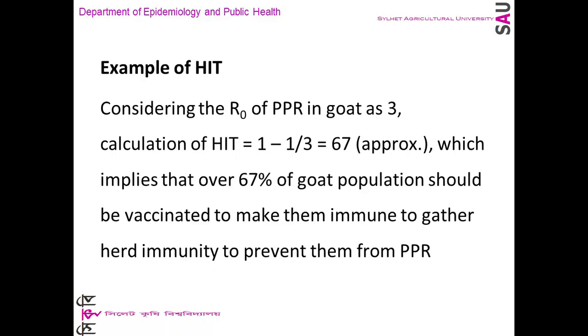An example: considering the R0 of PPR in goat as 3, HIT is equal to 67%, which implies that over 67% of the goat population should be vaccinated to make them immune, to gather herd immunity to prevent them from PPR.